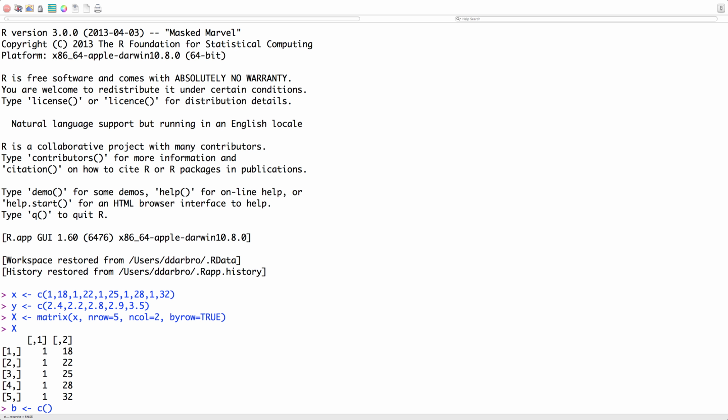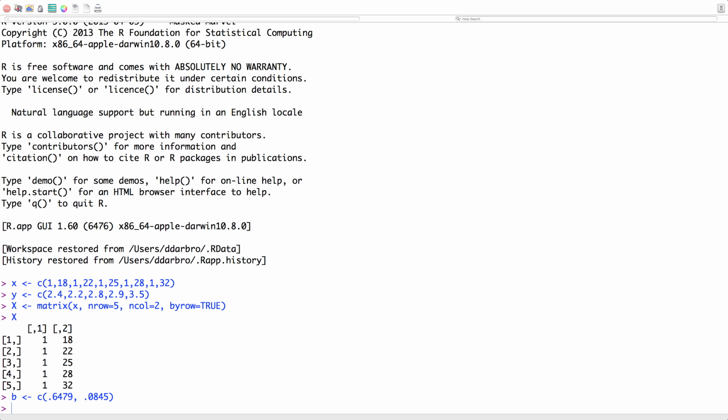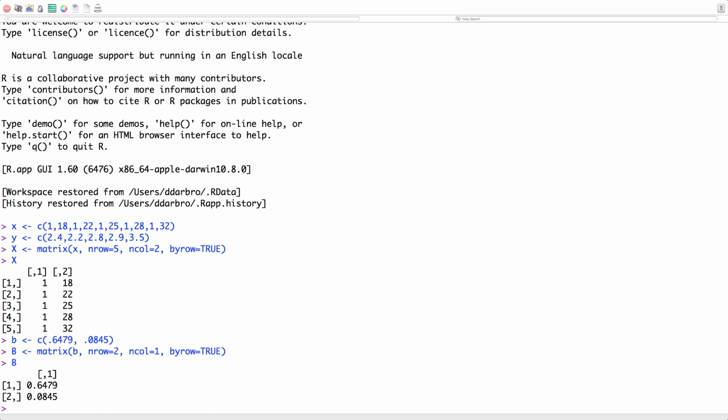I think I remember, but it's going to really miss that point. So 0.6479. And we get 0.0845. And of course, we'll set up matrix B. Use lowercase b, in row equal 2, in column equal 1, by row equal true. So this is exactly what we need here.